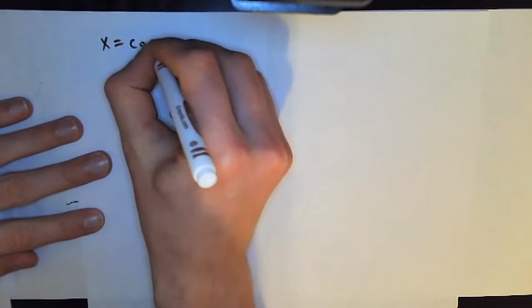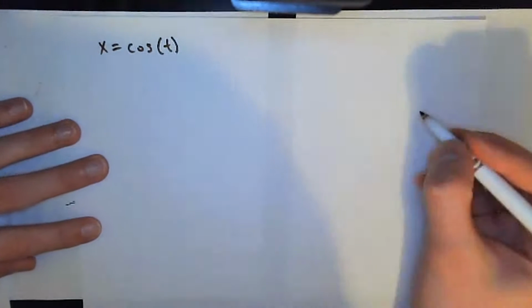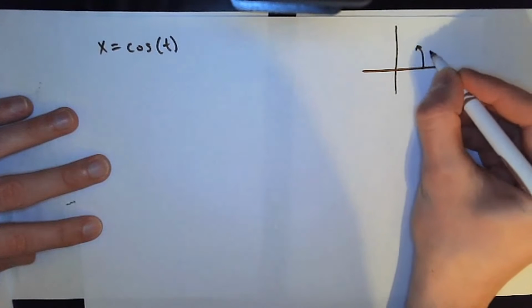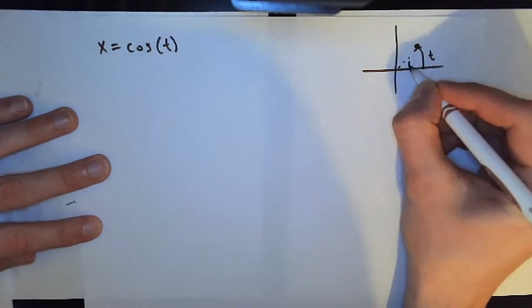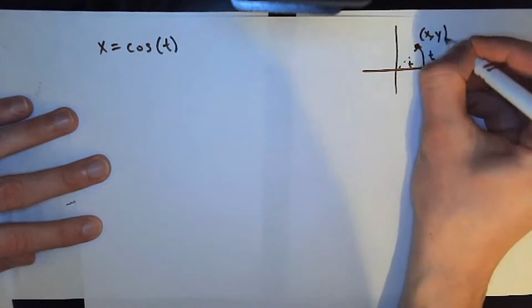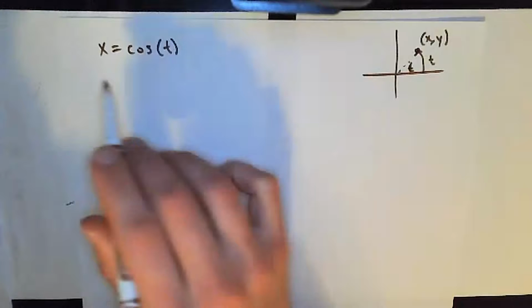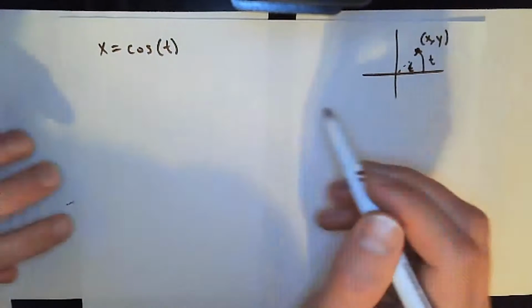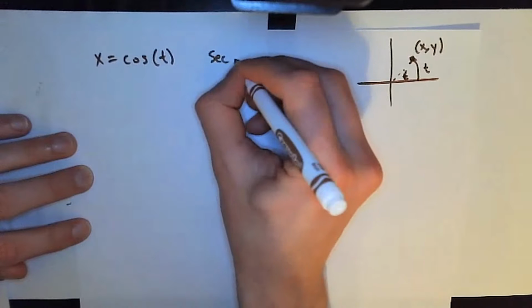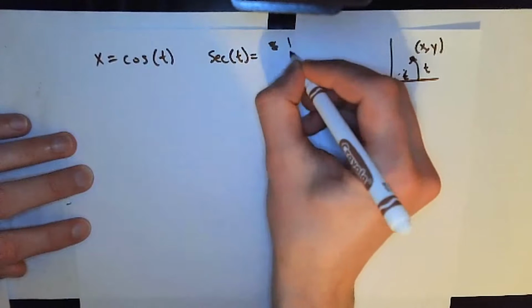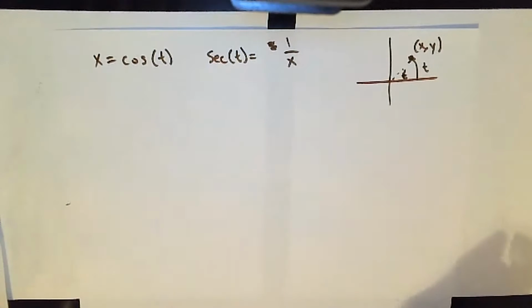So consider x is equal to cosine t. So remember, going around the unit circle, if this is a t arc ending at a point xy, then literally, this is a t angle and a t arc on the unit circle, the x value literally is given by cosine of that angle. And secant is the reciprocal of cosine, 1 over x.